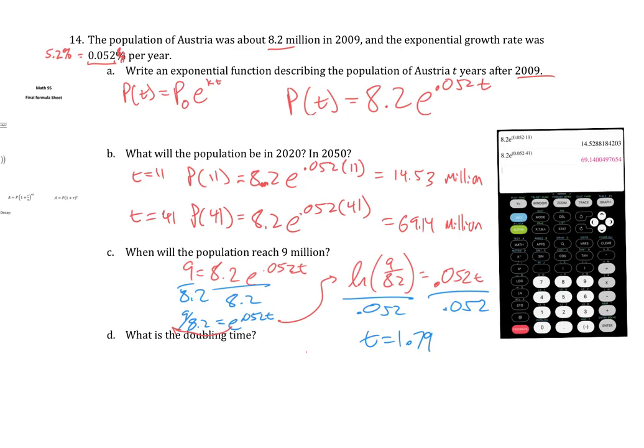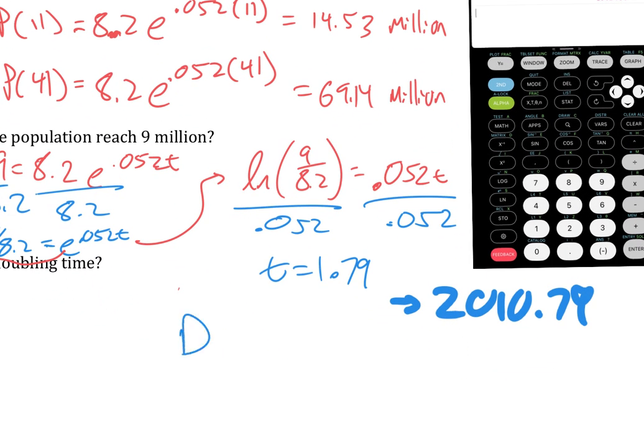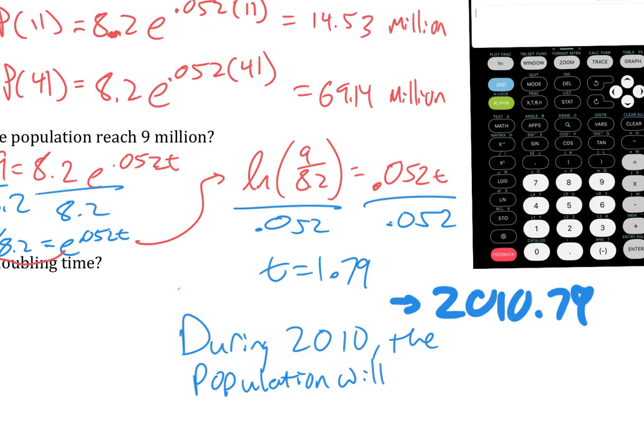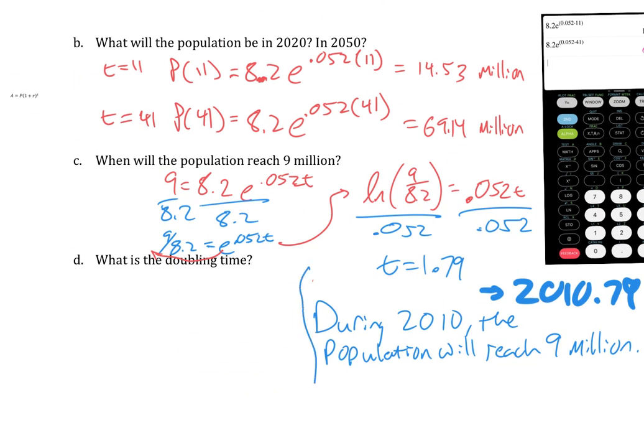Okay. So add 1.79 to 2009. And we can say that that's 2010.79. Okay, so we can say during 2010, the population will reach 9 million. Okay, 9 million.